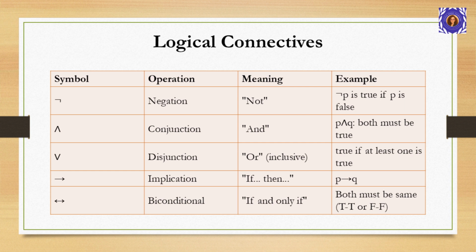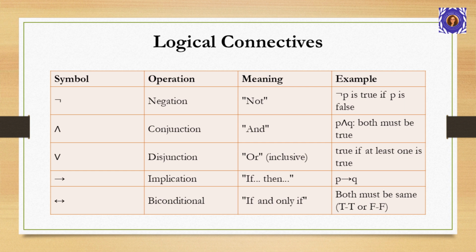Now that we understand what propositions are, let's talk about logical connectives. These are operators that help us combine propositions to form more complex statements. We have 5 main connectives. The first one is negation. This is like saying "not". For example, "it's not raining" is the negation of "it's raining".